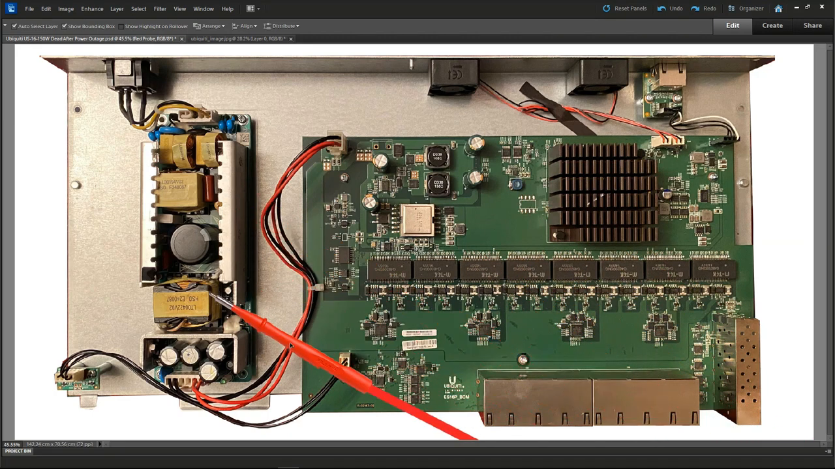This is really just a generic power supply. It takes an AC input and gives a DC output. It could be used for anything, really, but this is the specific switching board that is unique to Ubiquiti and has unique functionality.